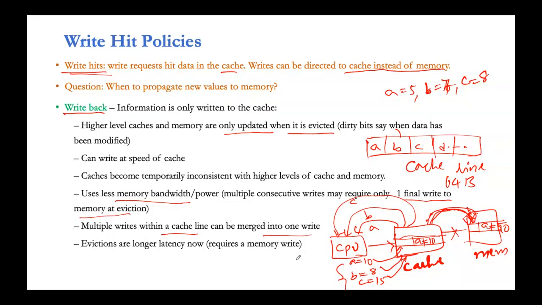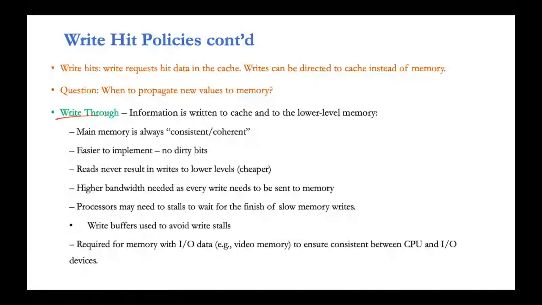So this policy we call the write hit policy. In write hit policy, if the information to be written is available within the cache line, we call it write back. Right. Okay. So the second strategy we call write through.